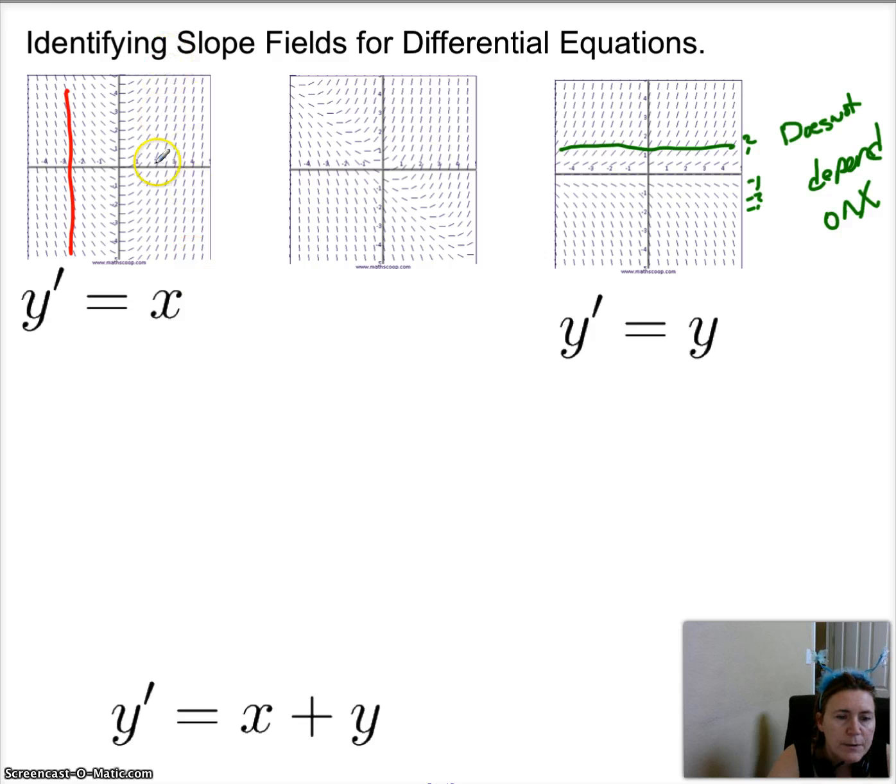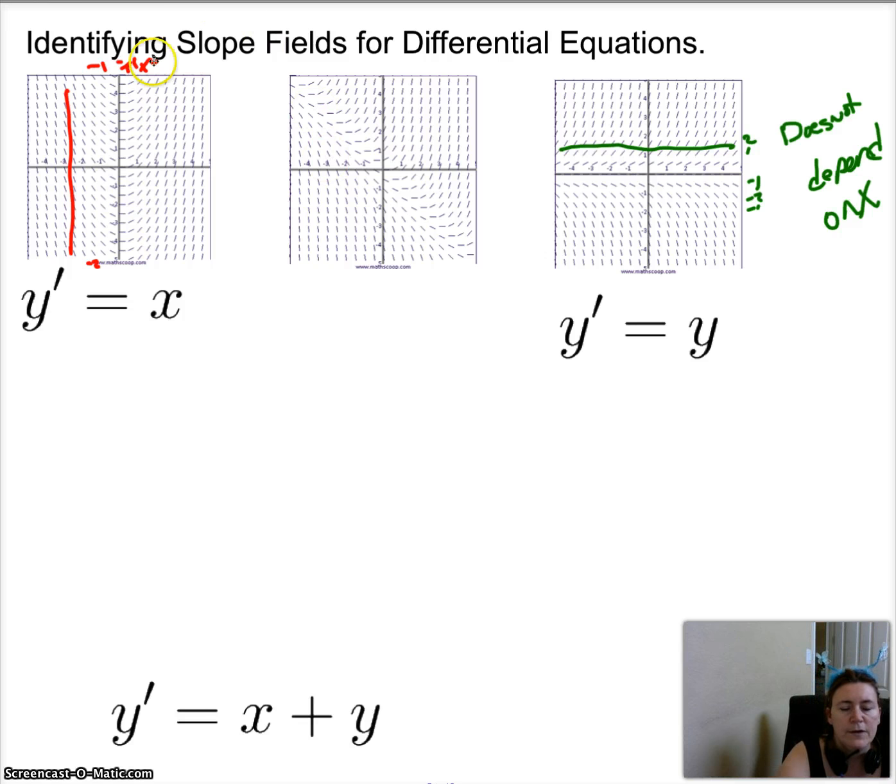Let's look at x equals plus 1. All of these are plus 1. When x is plus 2, they're all plus 2, and they keep going up. When x is negative 1, they're all negative 1. When x is negative 2, they're all negative 2. Okay, so you got the idea.